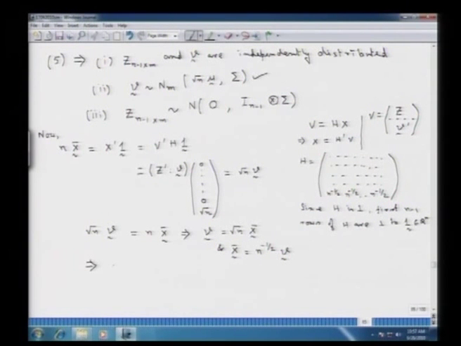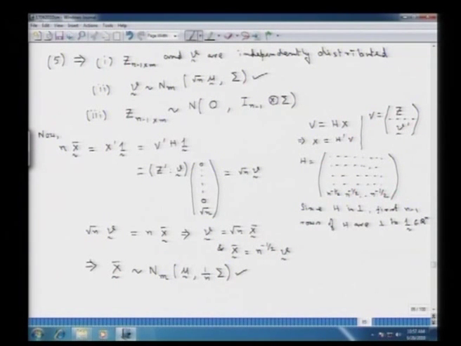So, this would imply that x bar will follow, because it is just a constant multiplier of this V vector, multiplying that by n to the power minus half, the mean vector, the dimension remains the same. So, the mean vector would just be equal to mu, and then we will have 1 upon n times sigma as the variance covariance matrix. So, this proves one part of the result only.